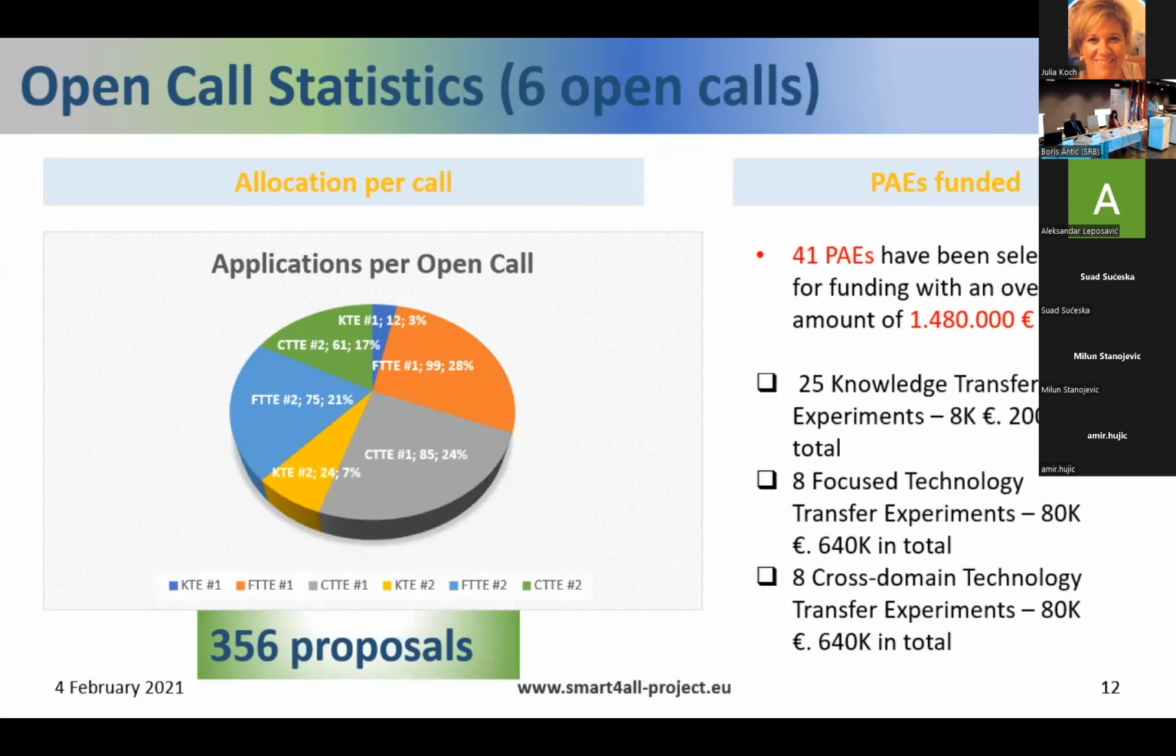So far, we have funded... 356 proposals applied for funding, and so far we have funded 41 Pathfinder application experiments with a total funding of more or less 0.5 million. So it's slightly, maybe not 1 million, something less to be offered to the SMEs for the next calls.